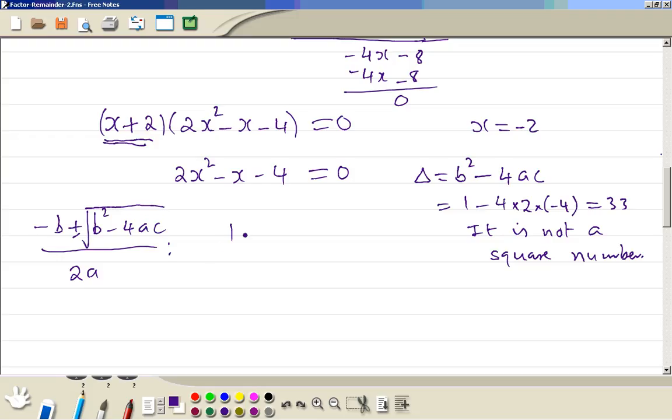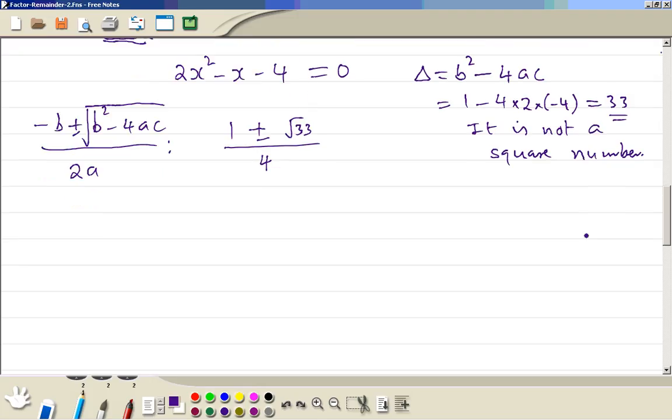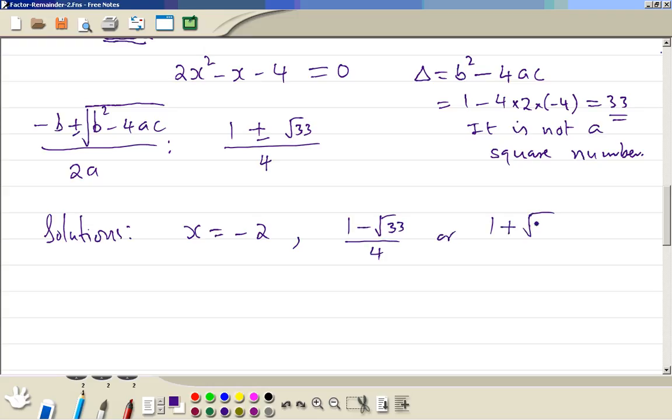So it's 1 plus or minus, which we already done here, root 33 over 2 times 2. So we get one solution x equal to minus 2, 1 minus root 33 over 4, or 1 plus root 33 over 4.